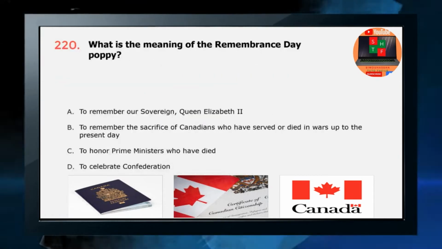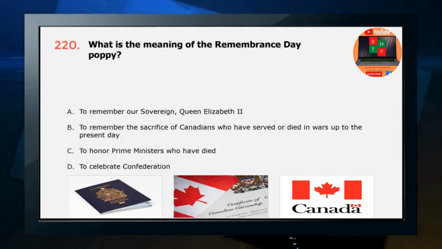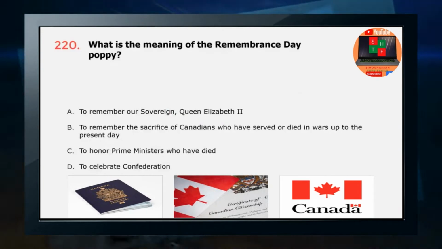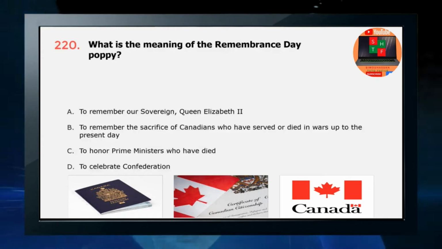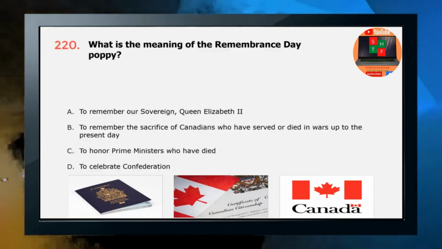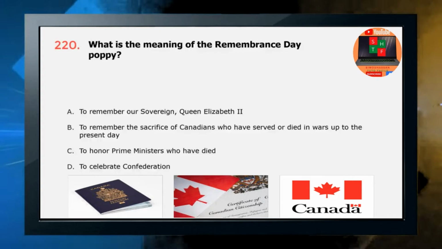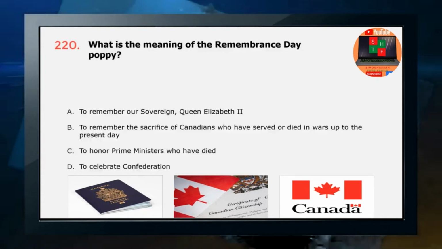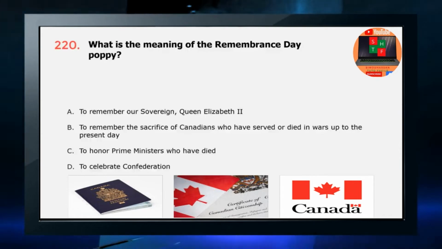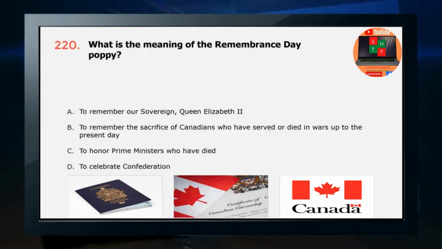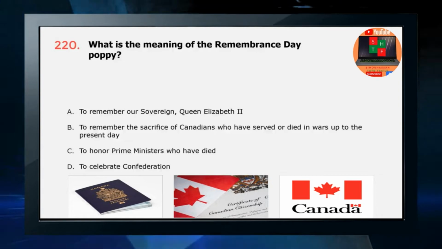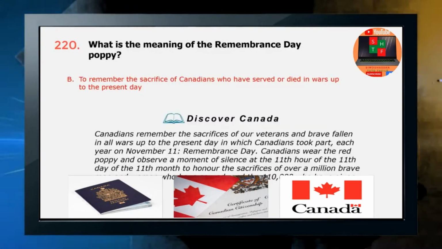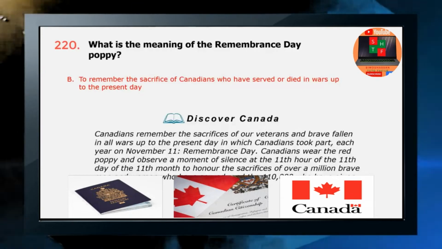Question 220. What is the meaning of the Remembrance Day poppy? A. To remember our sovereign, Queen Elizabeth II. B. To remember the sacrifice of Canadians who have served or died in wars up to the present day. C. To honor prime ministers who have died. D. To celebrate Confederation. The answer is B. To remember the sacrifice of Canadians who have served or died in wars up to the present day.